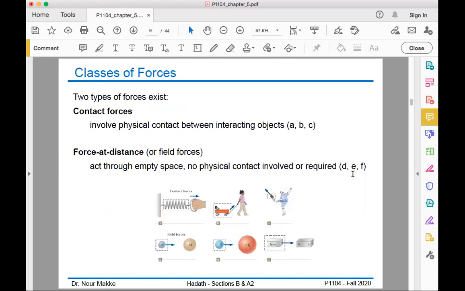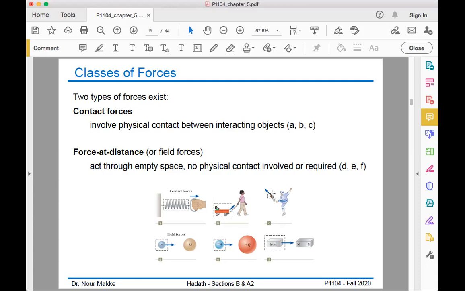We have two types of forces that exist. First of all, we have the contact force. And when we say contact force, we mean that there is a physical contact involved between the interacting objects. Like in this case here, the first row, in all these forces, there is a contact between the bodies, for example, in our case, between the hand and the spring, between the hand and the cord, between this guy and the ball, etc. So this kind of forces are called contact forces.